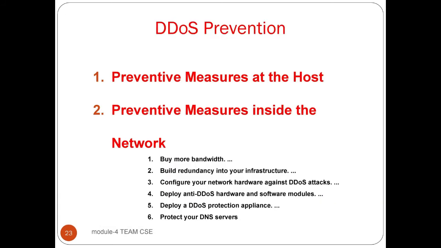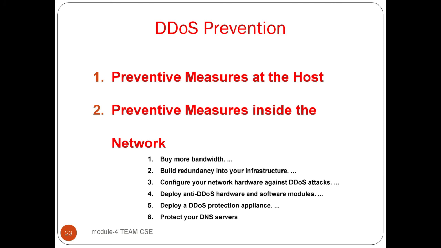The next slide, please. DDoS prevention. There are two methods we will go into: preventive measures at the host and preventive measures inside the network. These are the common preventive steps. Buy more bandwidth, build redundancy into your infrastructure, configure your network hardware against DDoS attacks, deploy anti-DDoS hardware and software modules, deploy a DDoS protection appliance, and protect your DNS servers.